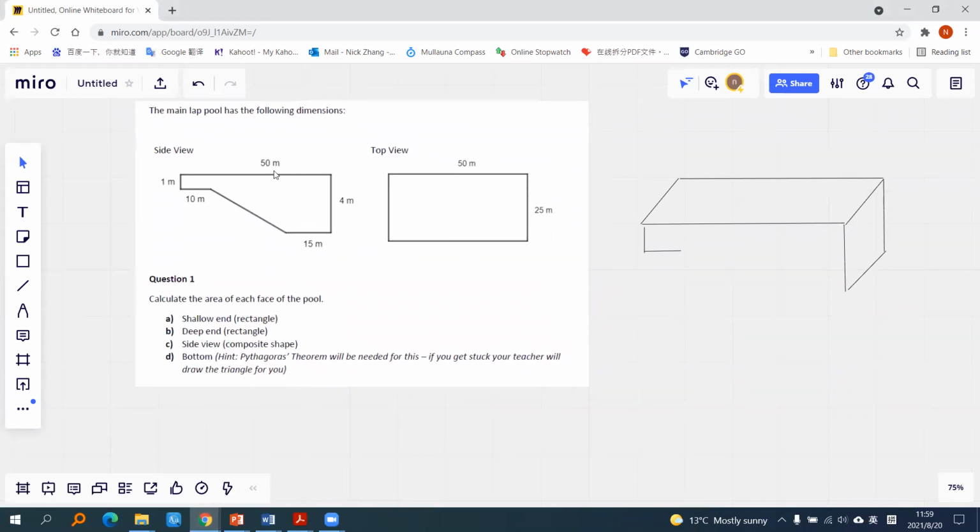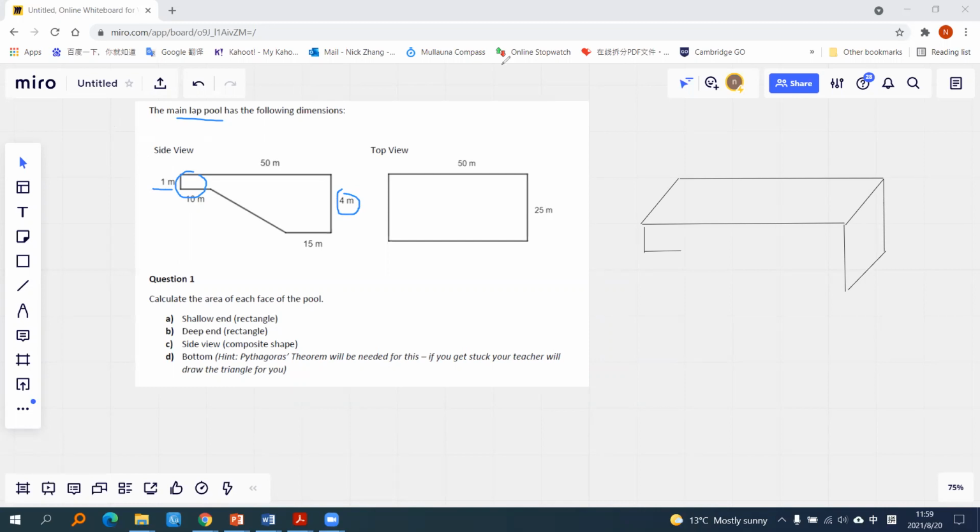So that's the first one. This is the side view. You see the swimming pool from the side. We have the shallow part, which is this one, and the depth is only 1 meter. And you have the deep part, and the depth is 4 meters. So this is a side view, which means we look at the swimming pool from the side.